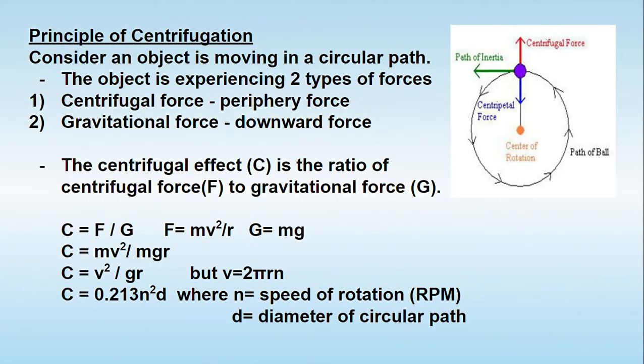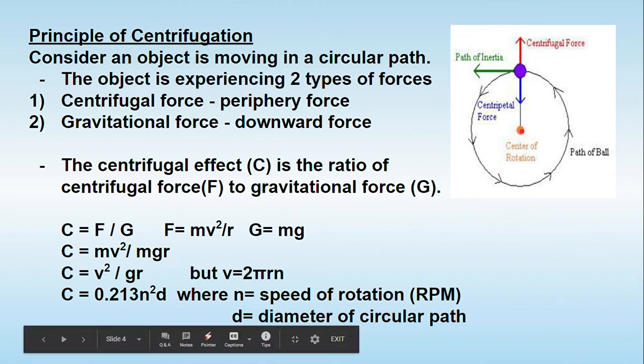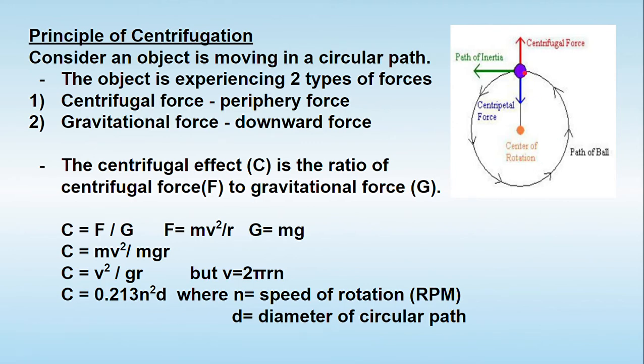Now let's go into more detail of the centrifugation principle. Here is the center of a radial rotating path, and the object is shown by this circle, rotating on the circular path. The object experiences two types of force. The first is the centrifugal force, which tries to pull the object out from the circular path of rotation. The second is the gravitational force, which goes downwards.